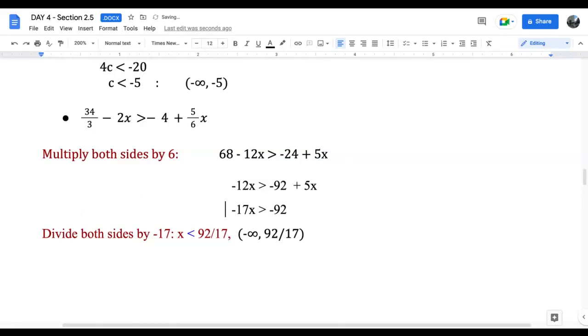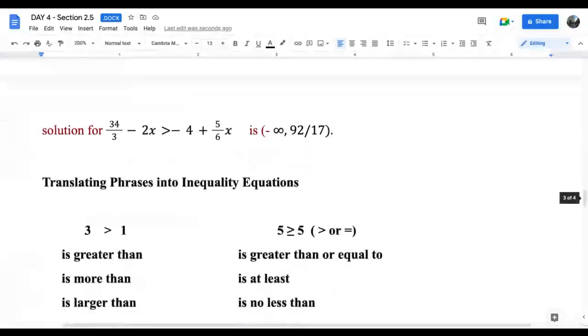At the same time, we'll move 68 to the other side. 68 is positive, so moving it to the right-hand side it becomes negative. Negative 68 minus 24 is negative 92. Then we divide by negative 17 on both sides. This time we're dividing by a negative number, so we have to switch the sign. The sign from greater than becomes less than. What's the answer? Negative 92 divided by negative 17 is the same as positive 92 divided by 17. We use interval notation to indicate from negative infinity up to 92 divided by 17, not including it, so we use a close parenthesis. Pretty straightforward, right?